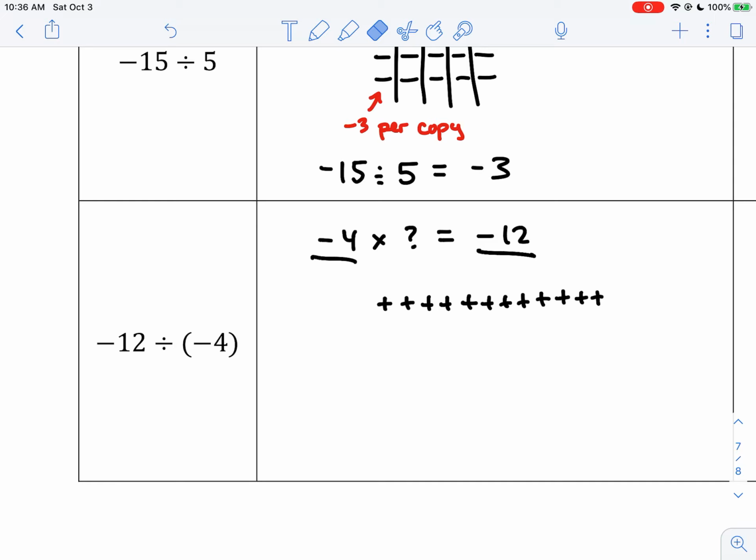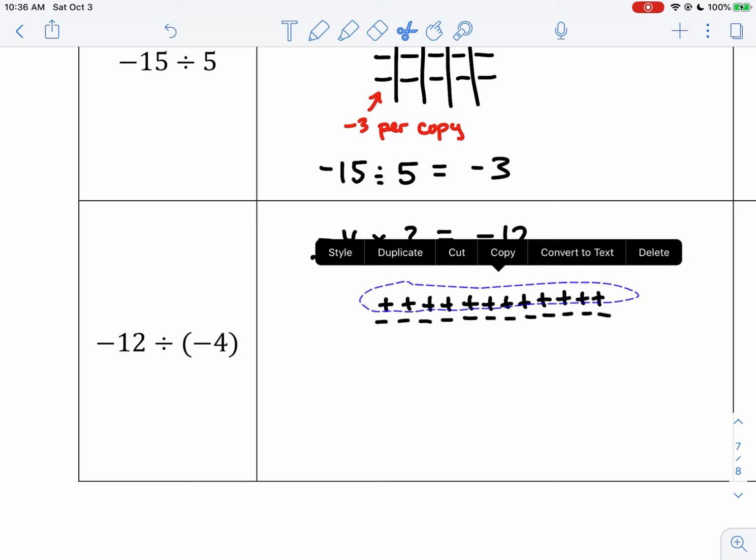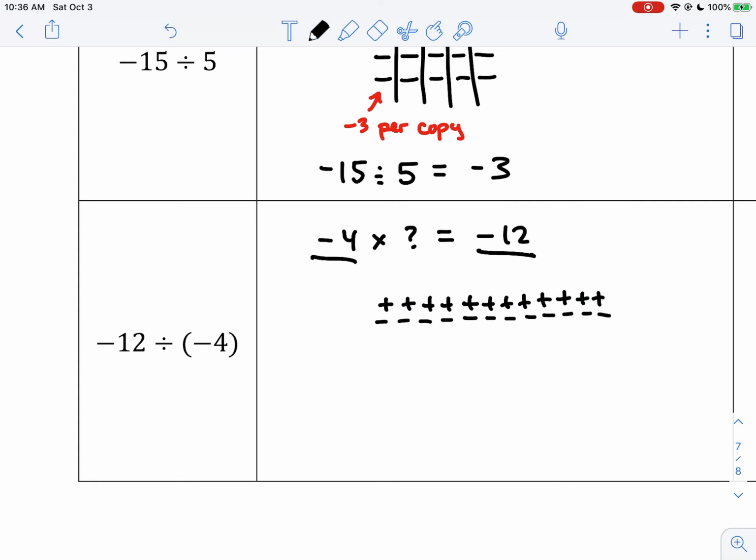So there's 12. Let me just make sure I can see them. Okay, there's 12 pluses, but let's put 0 in here. So I got to put 12 minuses as well. So I have 12 zero pairs. And when you see this -4 times, we're saying remove 4 copies of what to make -12. So I need to remove these 4. I need to get rid of those pluses to make -12.